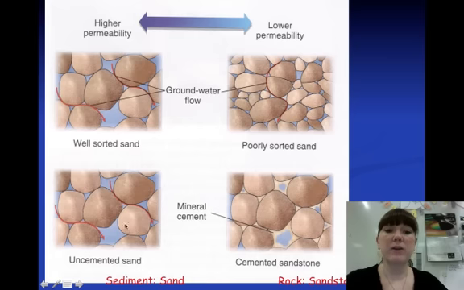And then on the bottom here, we see similar grain size, but on the left-hand side, it's uncemented, so water is able to travel from one pore to another, so we say it's highly permeable. On the right, even though there are quite a few pore spaces, they're cemented together, and so these pore spaces are isolated, and so we're not able to have water from this pore space travel to this one. So that is not very permeable at all.